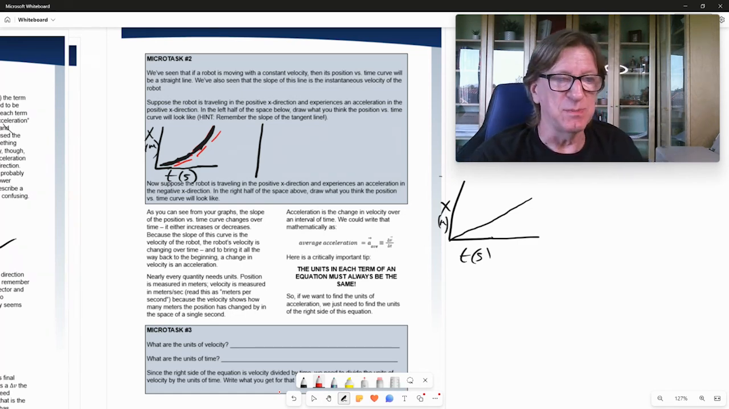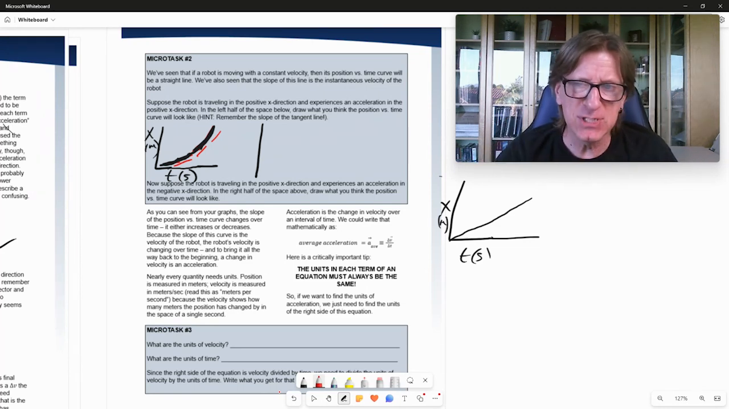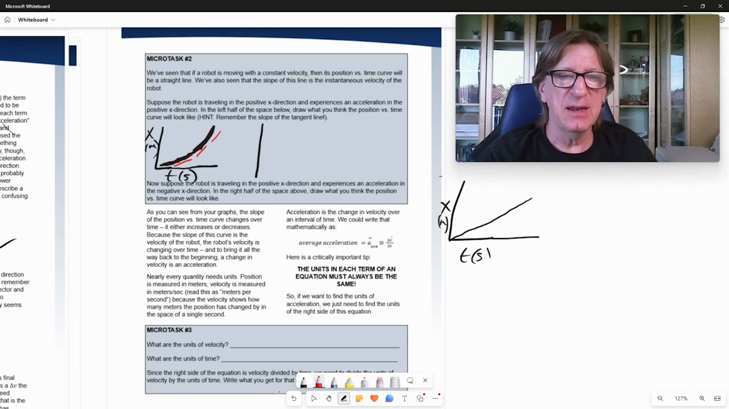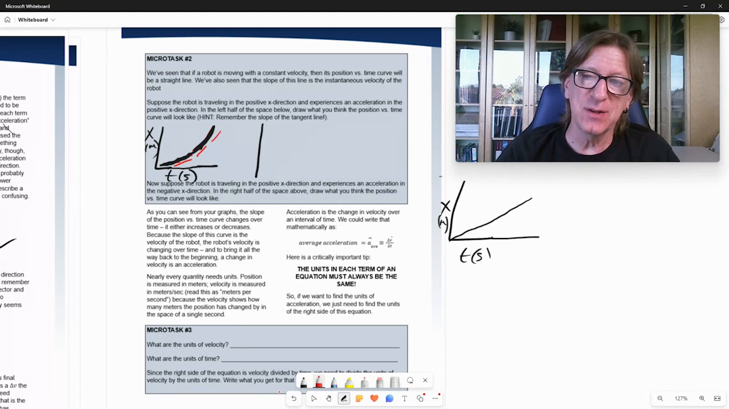All right, now let's look at the next one. Suppose the robot's traveling in the positive x direction again, so its velocity is in the positive x direction. What does that tell you about the slope? The slope's got to be positive too. And it experiences an acceleration in the negative x direction. What is that going to do to its curve?